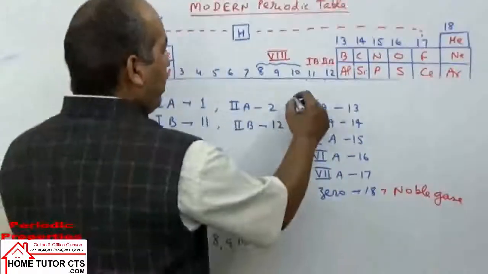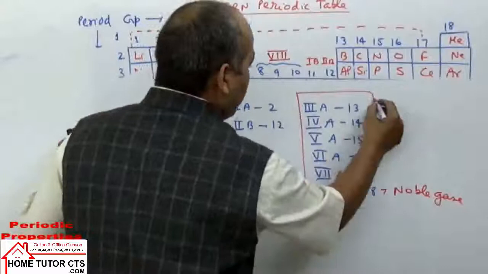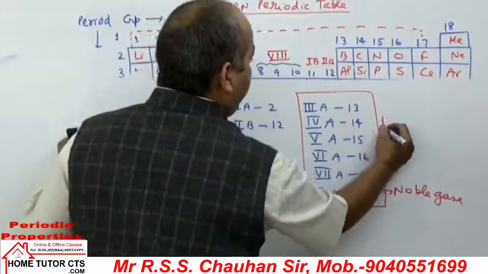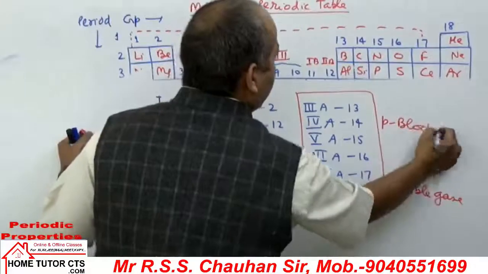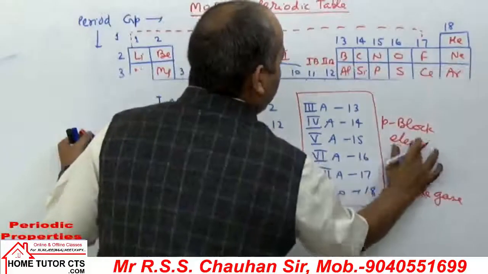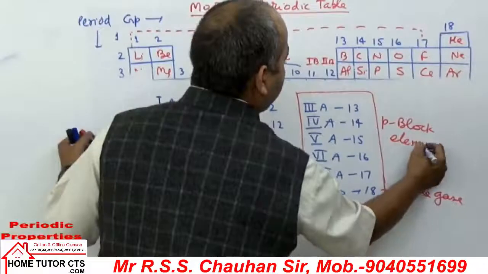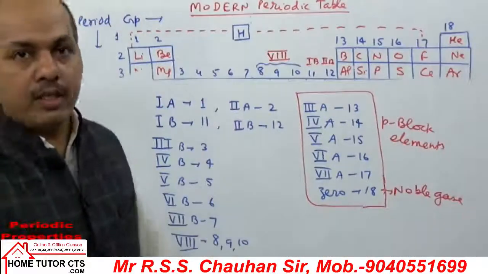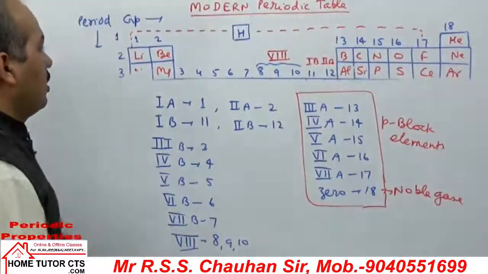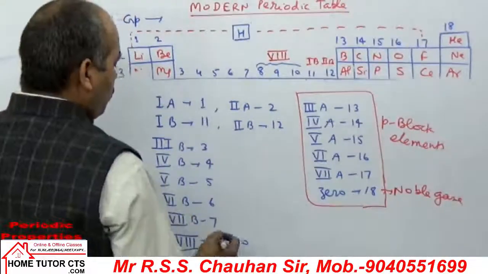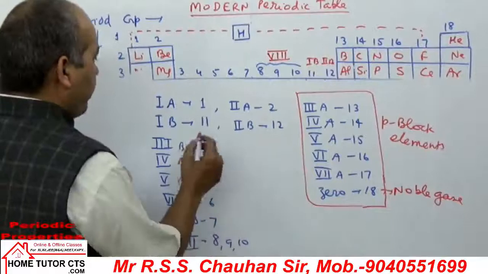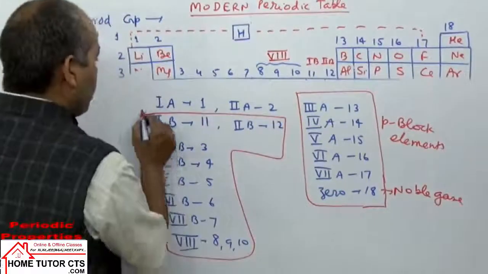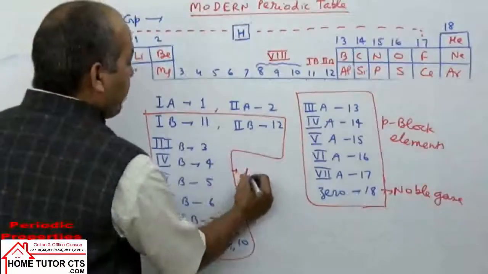The elements taken here are called P block elements. In P block elements, the last electron enters the P orbitals, so we call them P block elements. Groups 1 and 2 are the S block. In fact, this whole group of elements is called D block elements.